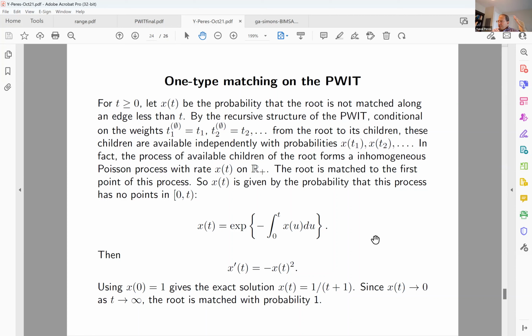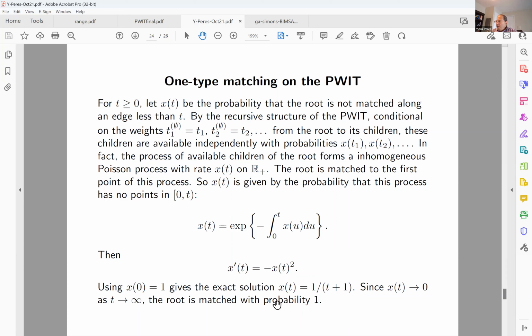Now, because t here in the PWIT corresponds to r to the d in Euclidean space, this matches the result that we already proved in the earlier work with Pimentel, Schramm, Holroyd, that in Euclidean space for the one-type matching, the distribution of the distance to the matched point has a critical Dth moment. So the tails are r to the minus d.